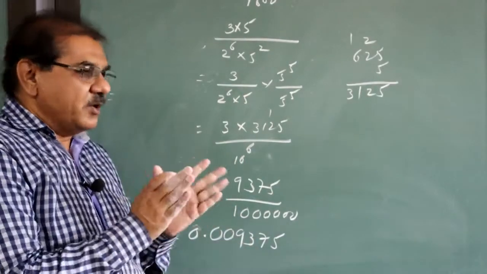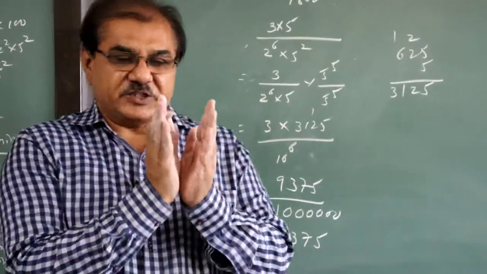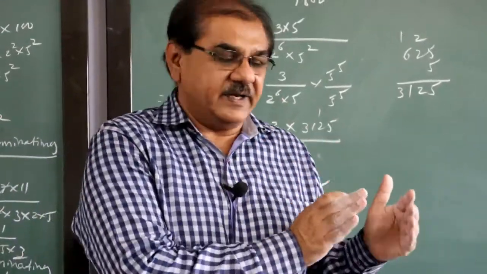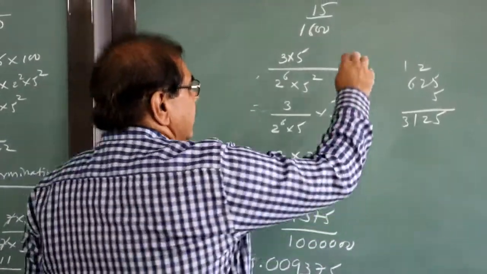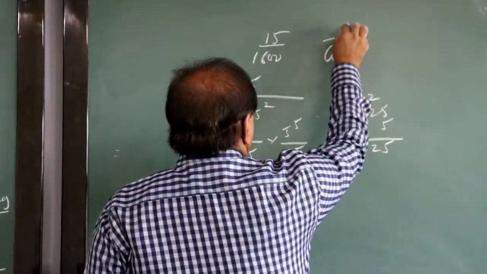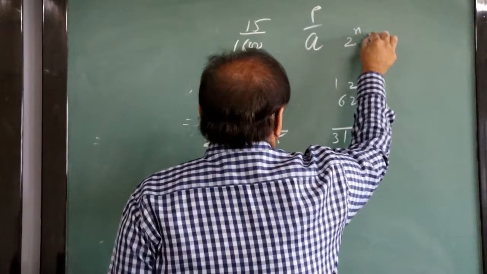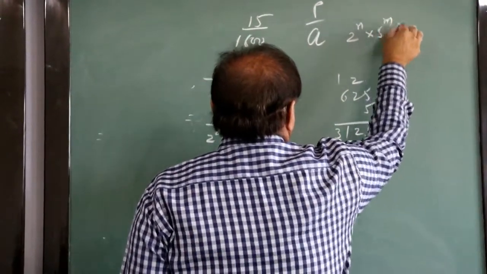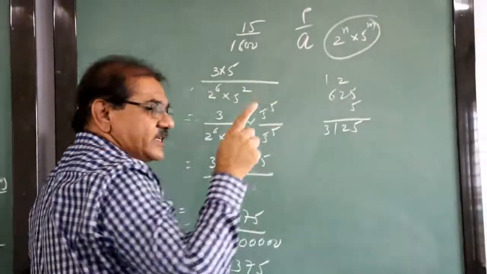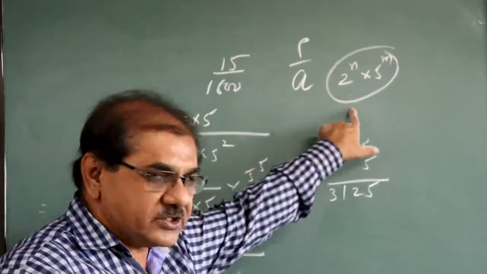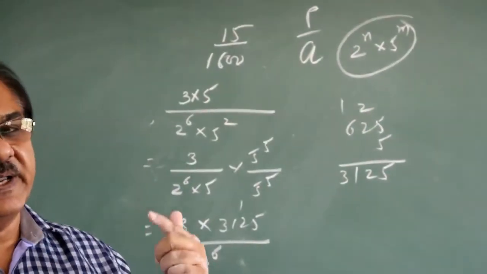Okay. So how to check whether the given fraction is terminating or non-terminating, repeating? You have to check the rule: the prime factorization of q in p upon q. If it is in the form of 2 raised to n multiplied by 5 raised to m, then it is terminating, and if it is not so, then it is non-terminating, repeating.